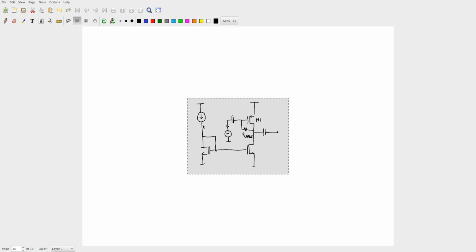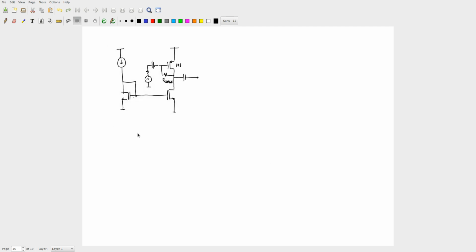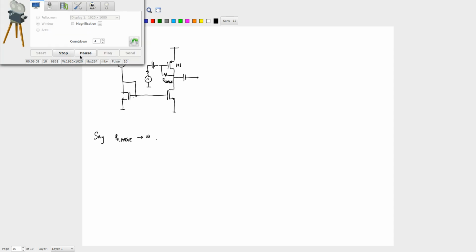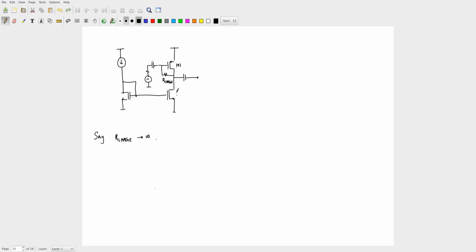And to make things much simpler also, I want you to draw the incremental circuit of this. To make things simpler, I'll just take the limit of R large being infinity. You don't need it to be infinite, but let's assume R large is infinite, and then you draw the incremental circuit. Okay. How do you draw the incremental circuit for this? All of you try. Alright, so we can name the transistors. Let me call them M1, M2 and M3, and then let's proceed.